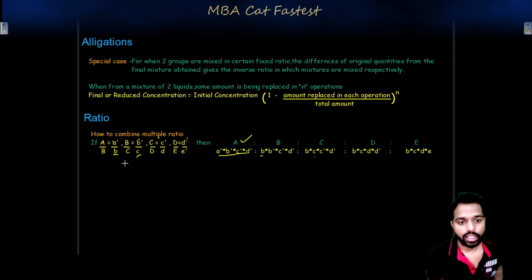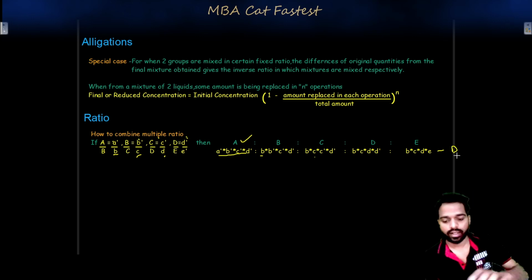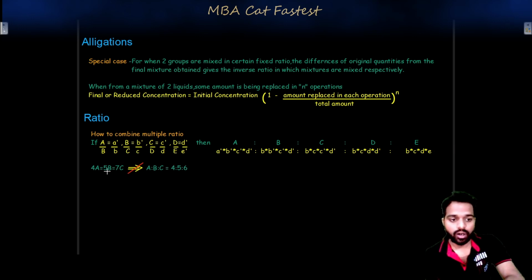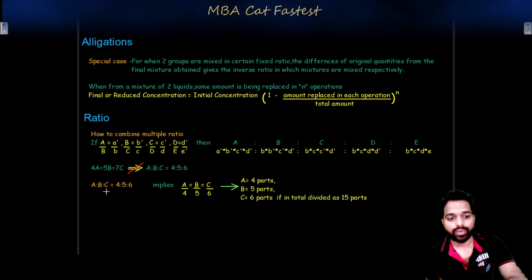For D, again, denominators till D and then the numerator which is D dash. For E, it is the product of all the denominators. Right? Now, also, if a ratio is written in the form 4a is equal to 5b is equal to 6c, this does not mean a is to b is to c is equal to 4 is to 5 is to 6. But rather, a is to b is to c, if given 4 is to 5 is to 6, implies a by 4, b by 5 and c by 6.